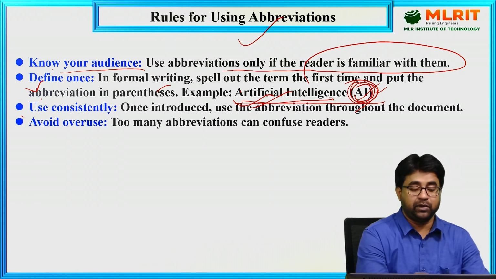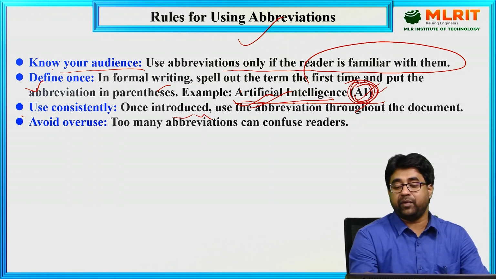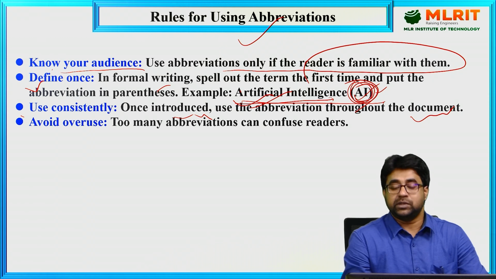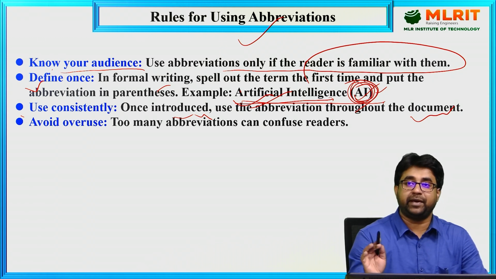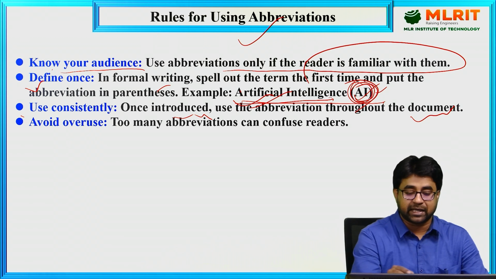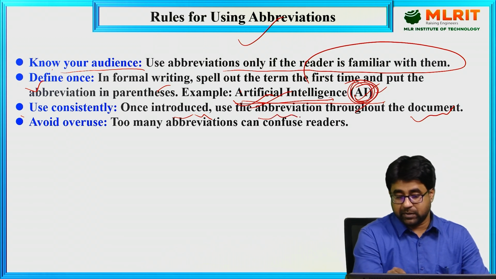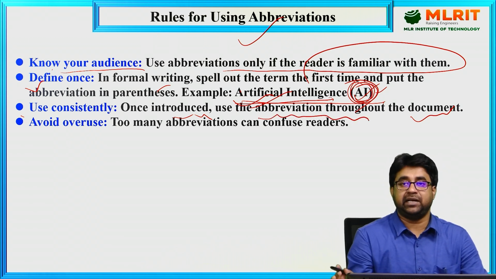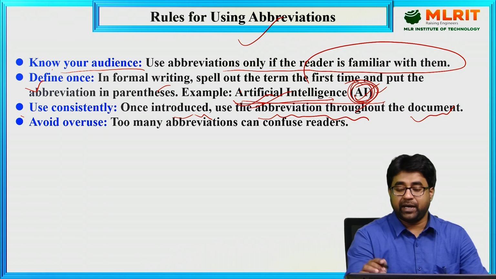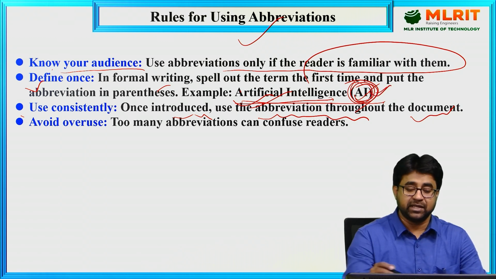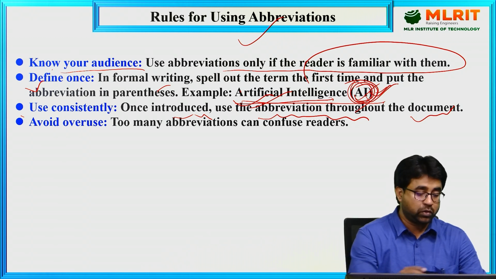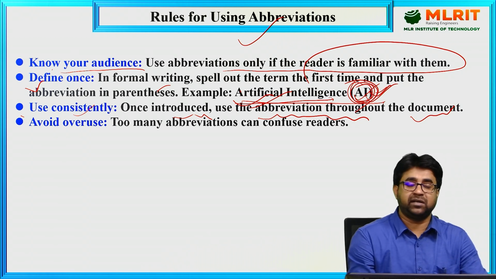Use consistently. Once introduced, use the abbreviation throughout the document. It's not like once you introduce it, for 2-3 sentences you use the abbreviated form, and again in the 5th sentence you use the normal form, artificial intelligence. No. After introducing it for the first time, in all later instances you have to use AI only. So using it consistently is very important. You need to maintain that consistency.